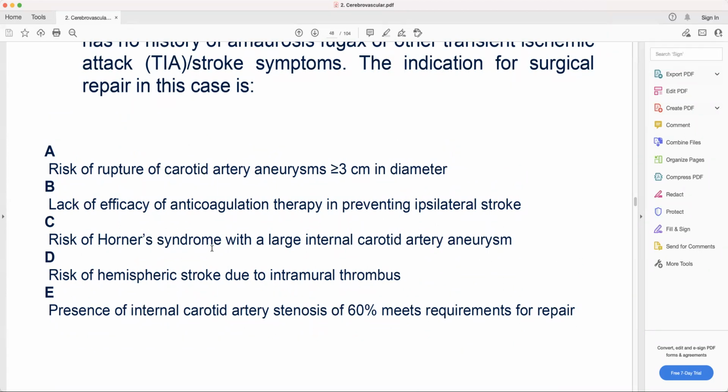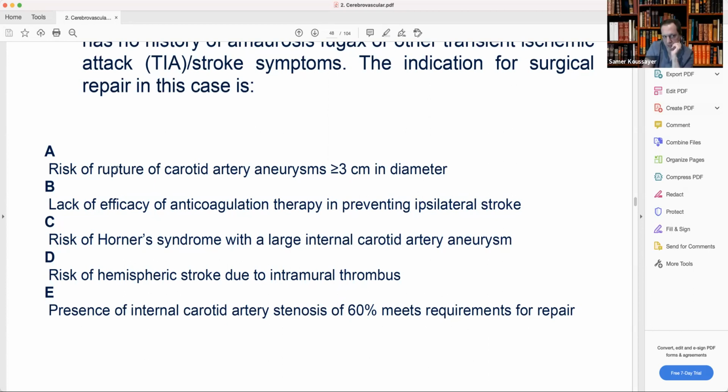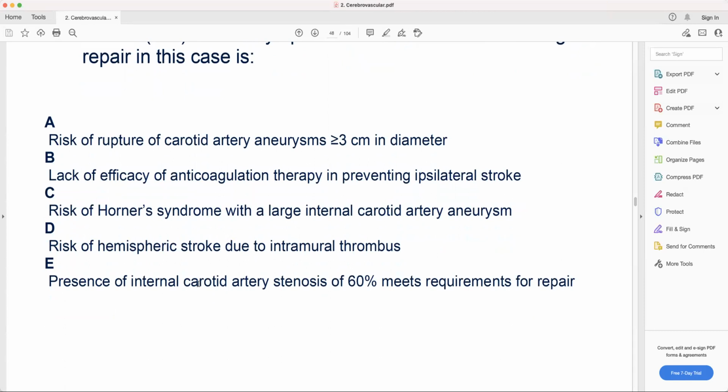No, we don't do surgery for this reason. We don't do it because of the risk of rupture. You see, this is a question. You have to understand what's the question. We don't do surgery because of the rupture and not because of the Horner. Okay, let's say next one.